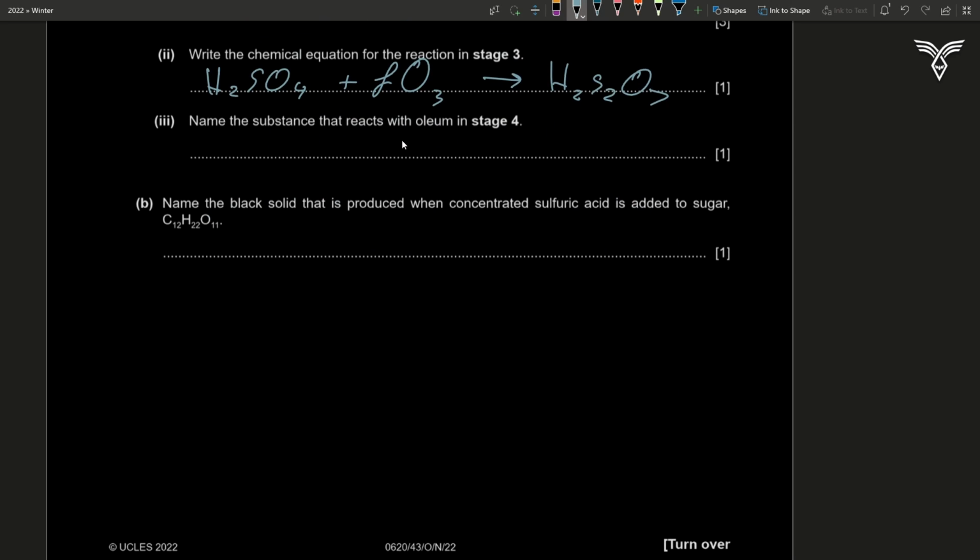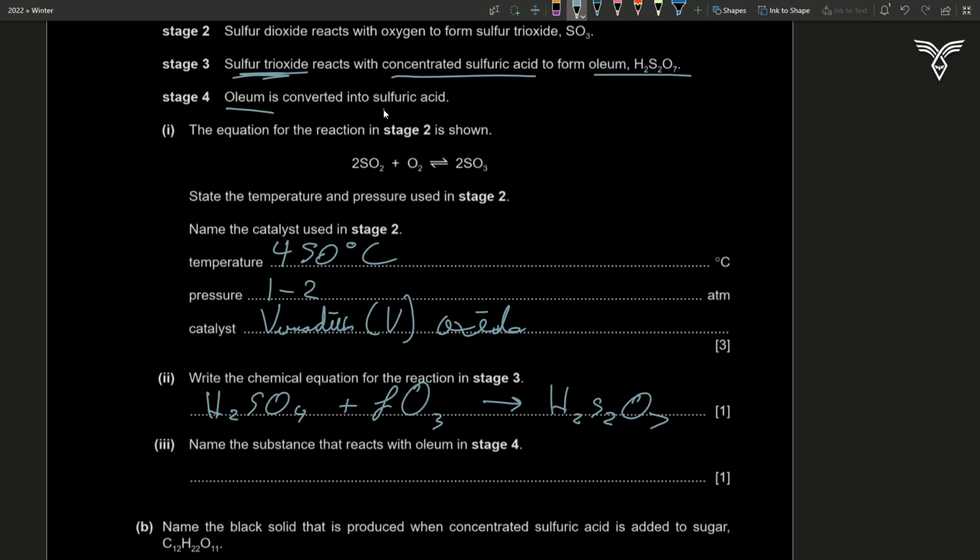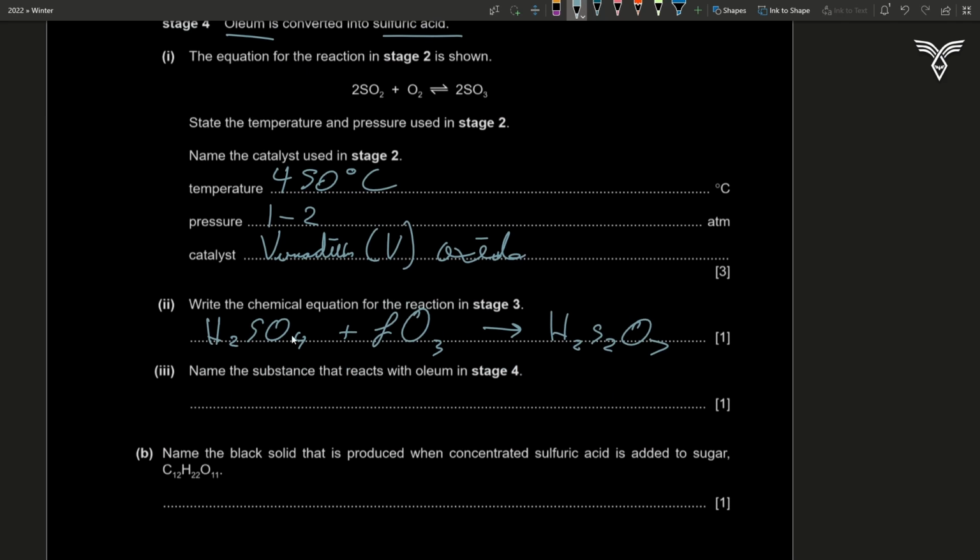Name the substance that reacts with oleum in stage 4. اللي بيحصل في stage 4 oleum is converted into sulfuric acid. How do we convert oleum into sulfuric acid؟ في البروسيس دي we just add water. So ايه السبستنس بتاعتنا؟ water.